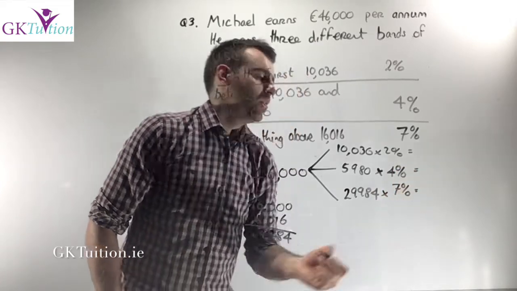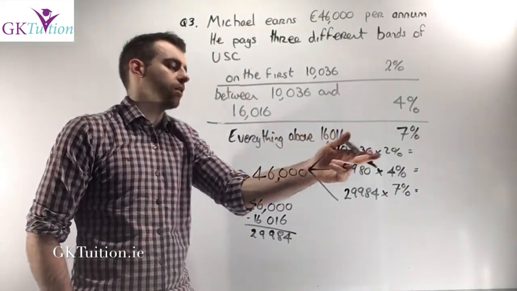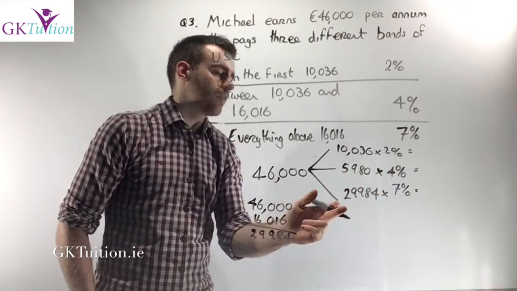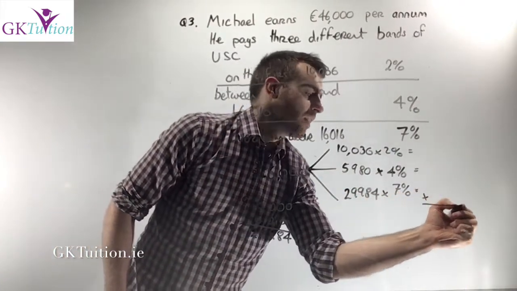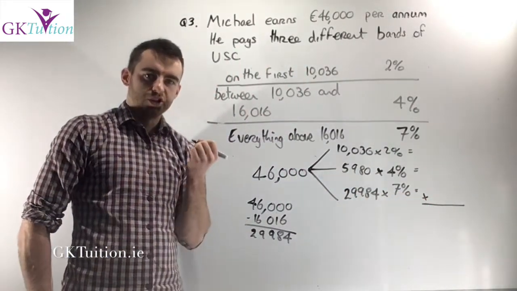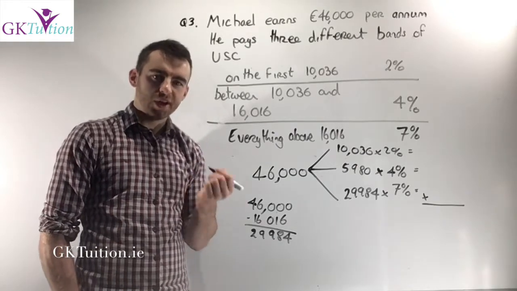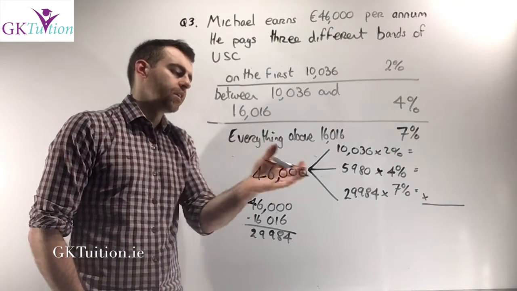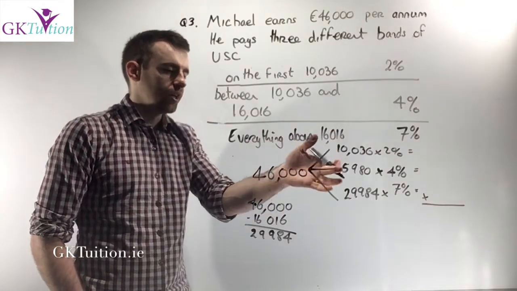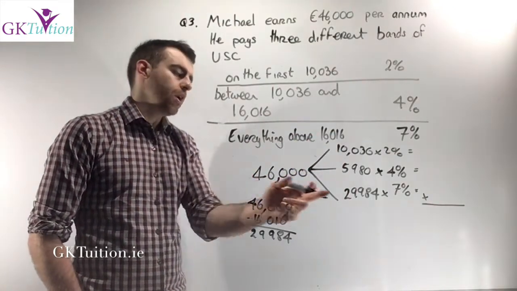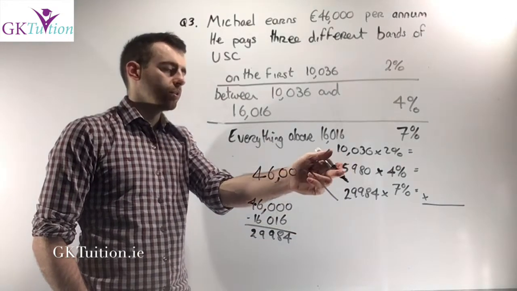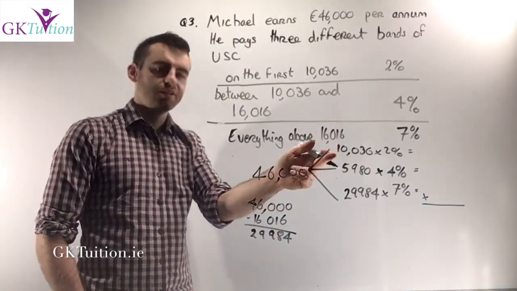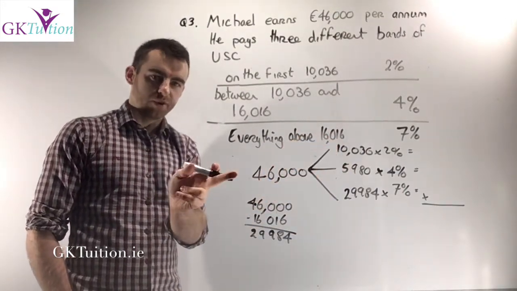So all I need to do here is get 2% of this figure, 4% of this figure, 7% of that figure, and then just add them all together, and that will give me the total amount of USC that he needs to pay. Once again, just like in the income tax, these figures have to add up to the gross income. 29,984 plus 5,980 plus 10,036 all add up to 46,000.